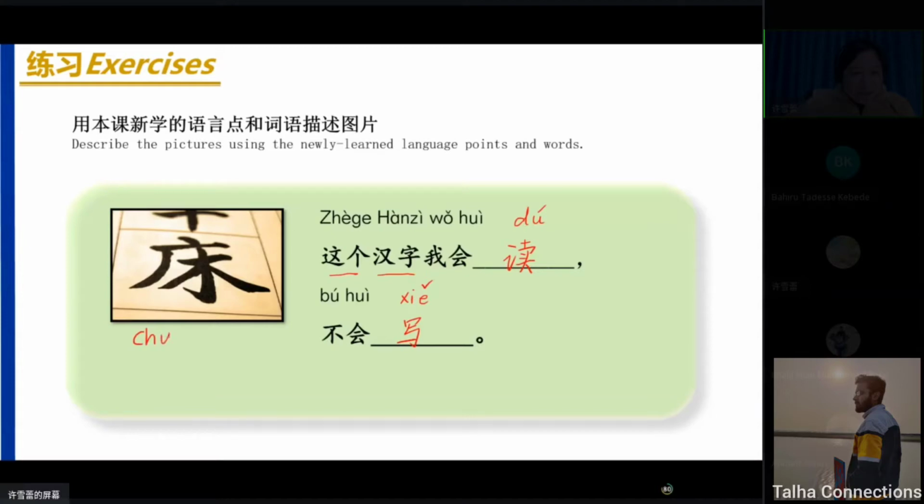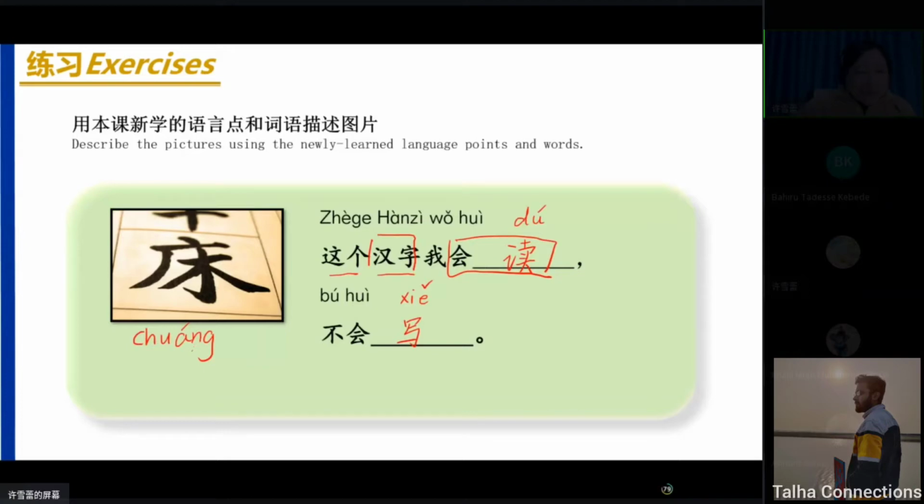汉字会读. Let me see. The student who sent the sentence to the chatting room, the last one, pay attention to 汉字 and 会读, these two words. Pay attention to the characters. You chose the incorrect ones. 汉字会读. Yeah, 床. Very good.